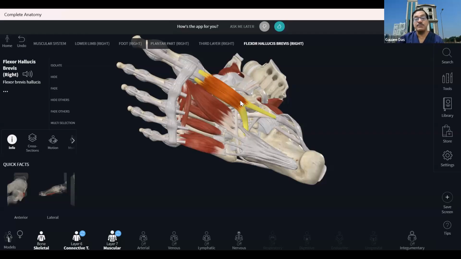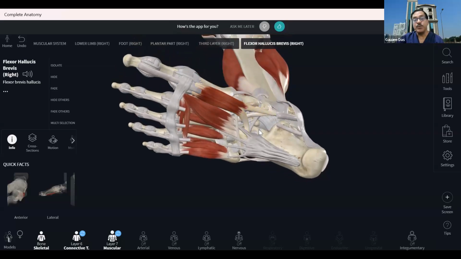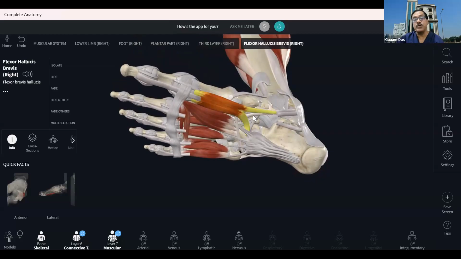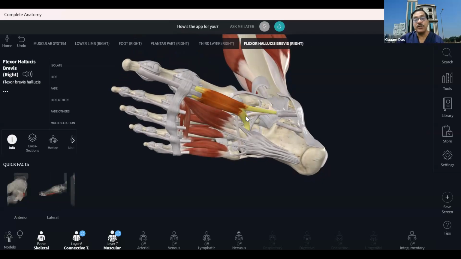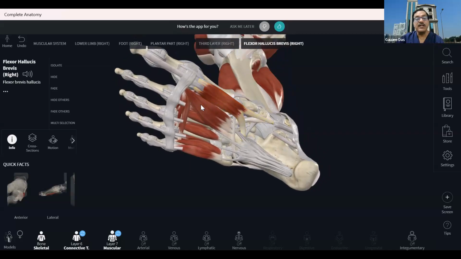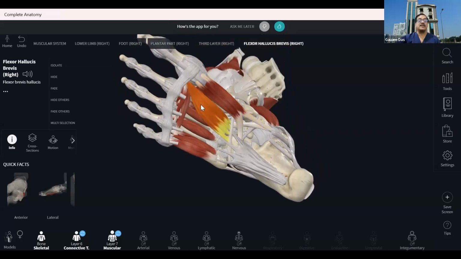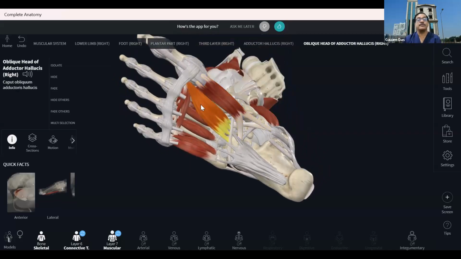So flexor hallucis brevis basically has two heads, lateral and medial. Medial originates from the tendon sheath of the tibialis posterior tendon. So it is attached to the tibialis posterior tendon, and the medial head is going down towards the base. So this is the flexor tendon at this level, and there is an adductor tendon. Adductor hallucis, again, has two heads. This is your oblique head, and this is your transverse head.